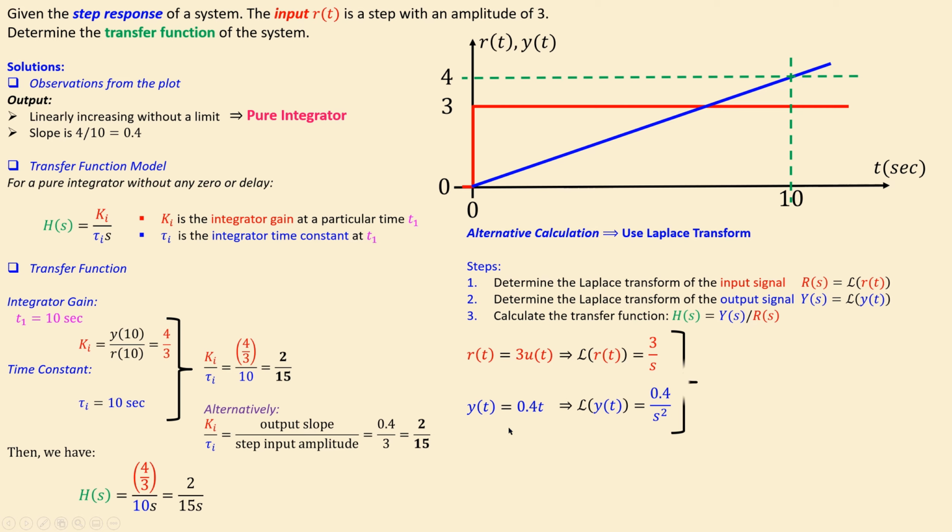Now if you combine these, because we know that we require the R and the Y, so this is the R, capital R(s), and that's the capital Y(s), and we can then use this formula and calculate the H. That is then 0.4 over s squared over 3 over s, and that will be simplified again this expression. So you can see just directly using Laplace transform you also get this.